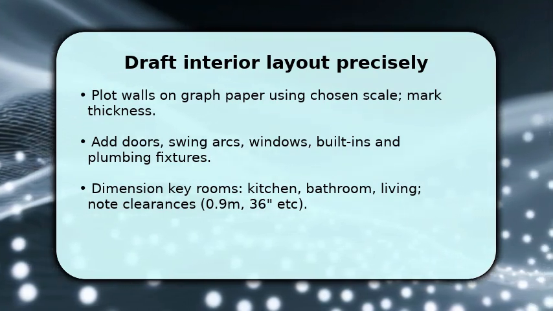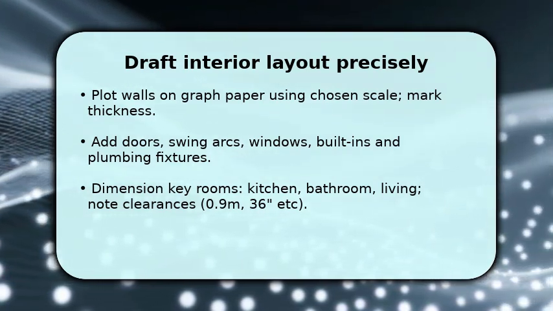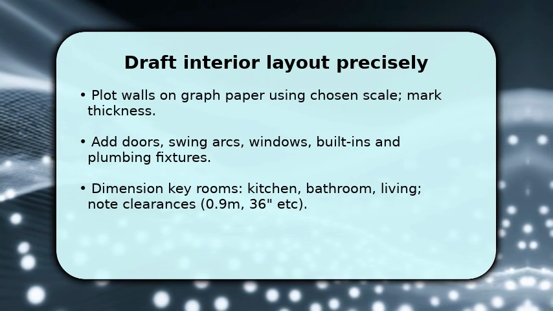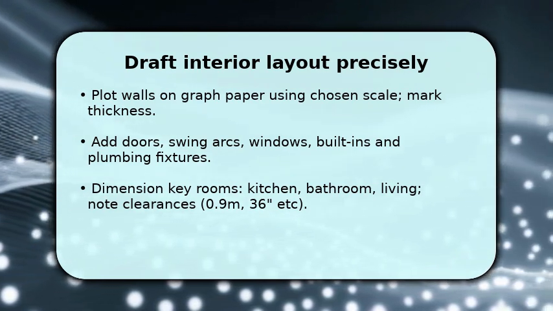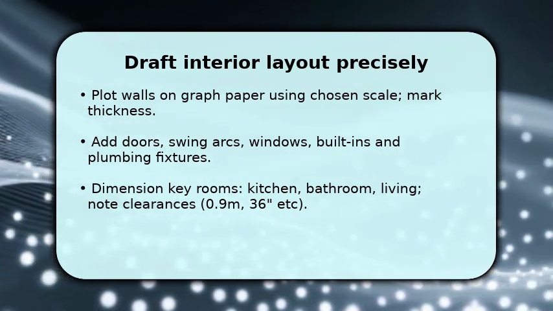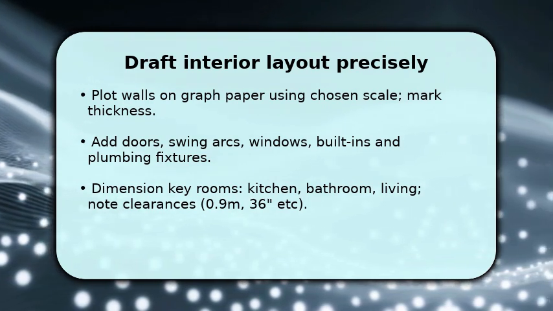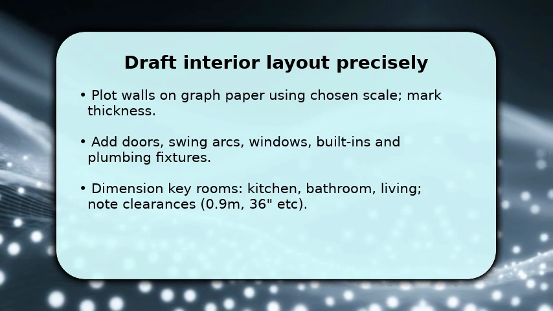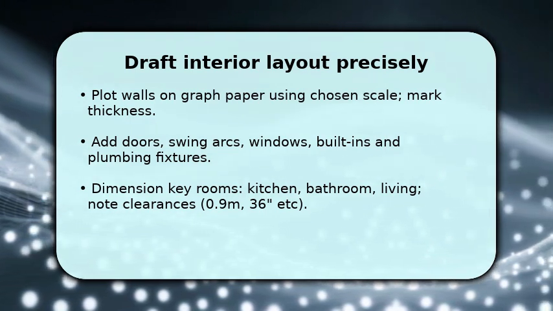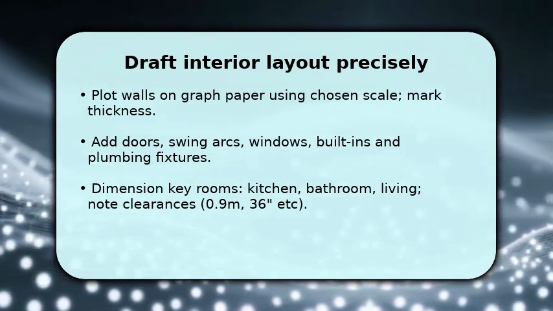Mark doors with swing arcs and windows with clear symbols and place fixed elements, cabinets, toilets, because they determine circulation. Dimension major rooms and indicate clearances like 0, 9 or 36 for key pathways so installations meet function. Make sure to check adjacency.